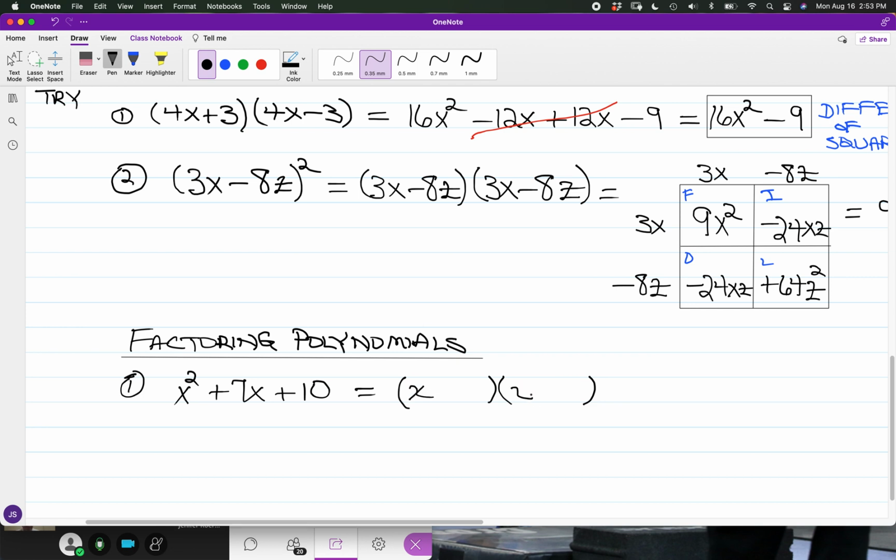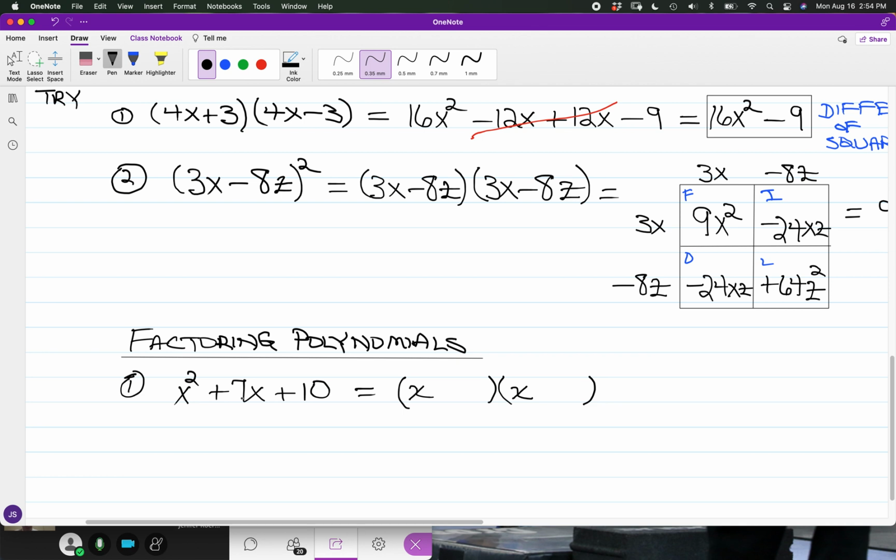Now in terms of what number or numbers will be used to fill in. Okay, we have 7 and 10 involved. Now where the 10 is concerned in terms of completing, you ask, okay, what numbers will multiply themselves, forming the product of 10, and at the same time add up to the middle coefficient, which is 7.